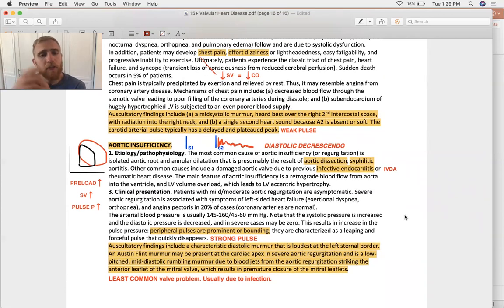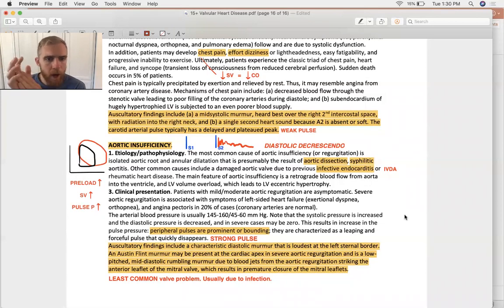Aortic regurgitation is the least common valve problem. It's usually due to some sort of infection, can be syphilis, can be an endocarditis that spreads upwards to the valve. We know syphilis is going to create that tree barking aortitis because, well, it's a spirochete and it infects endothelial cells. And when it gets in your aorta, it just has a field day and they all turn necrotic. And the endocarditis spreads downwards into your valve.